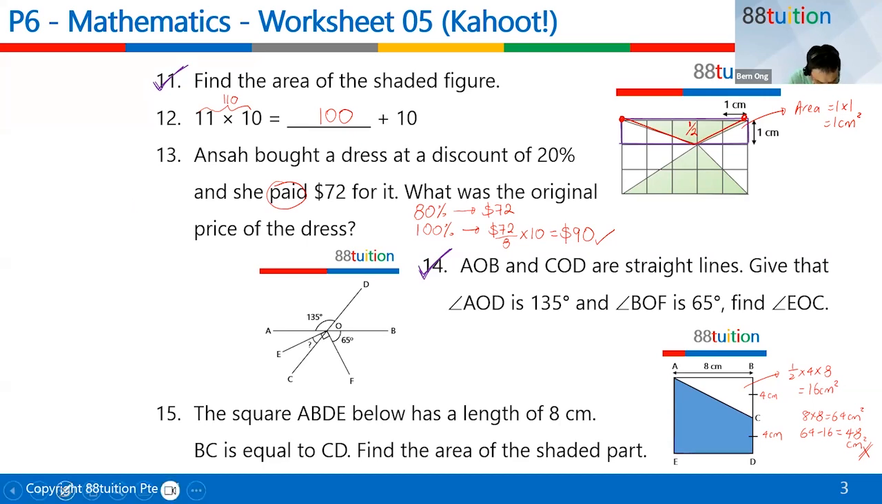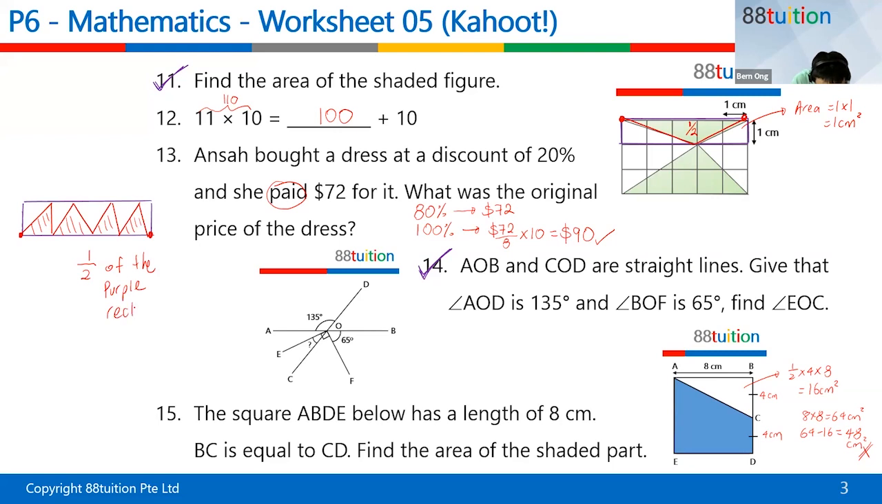Look again. For example, I have this shape. I say that this is a rectangle. Children, this is very useful. So I have this starting here, and the ending must be here. If I go up, down, up, down, up, down, up, down, do you know that this portion here is actually half of the purple rectangle?